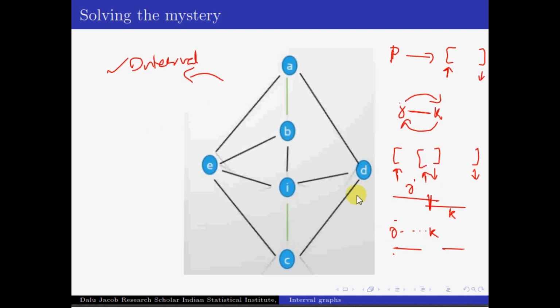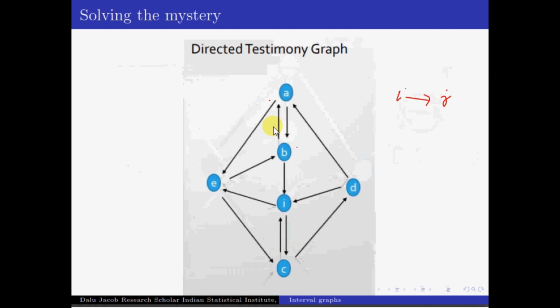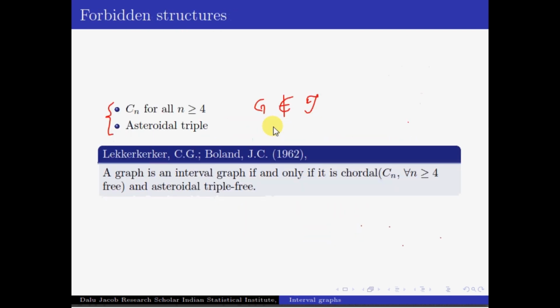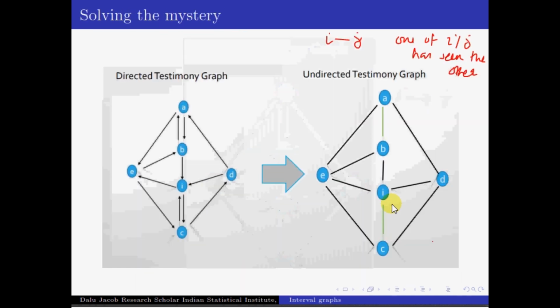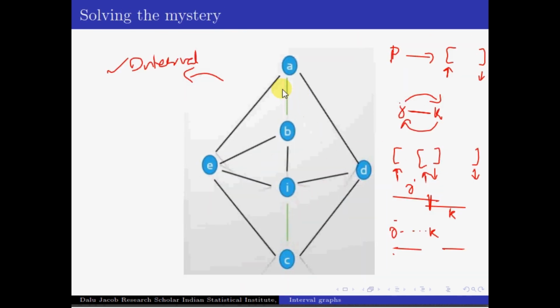It is supposed to be an interval graph, but if you look closely you can see that it is not. We have characterized interval graphs in terms of something. Lekkerkerker and Boland have characterized that a graph is an interval graph if and only if it is chordal and asteroidal triple free. Chordal in the sense that there cannot be any induced cycles of length greater than or equal to 4. But if you look at this undirected testimony graph, it was supposed to be an interval graph, but it is not.